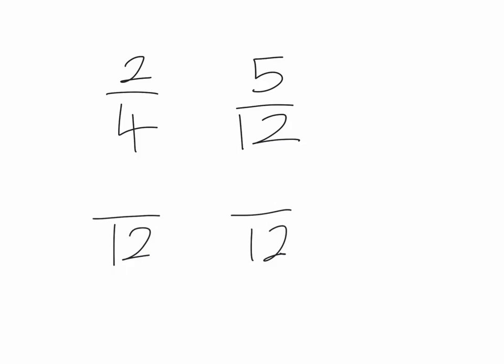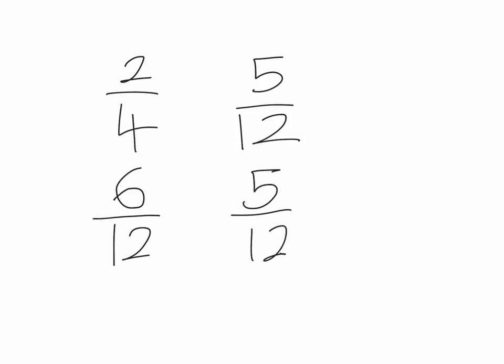So we multiply our numerator by 3 so that we keep the value of the fraction the same. So how many 4s are there in 12? There are 3 4s in 12, so I multiply my numerator by 3. 3 times 2 is 6. Let's have a look. I don't need to do any calculations on my other fraction because I've already got twelfths.